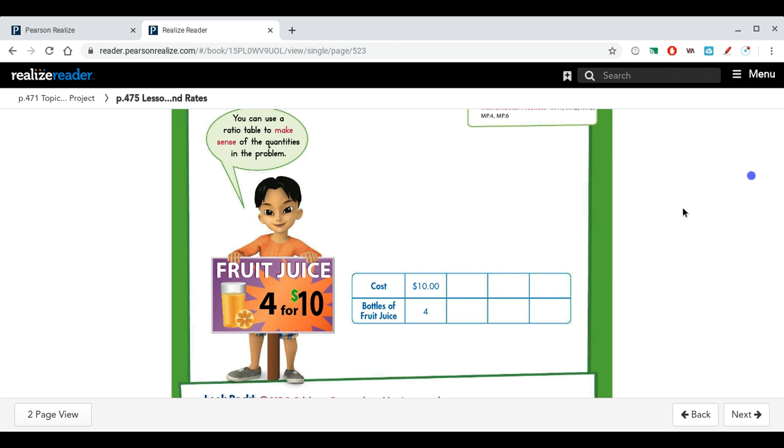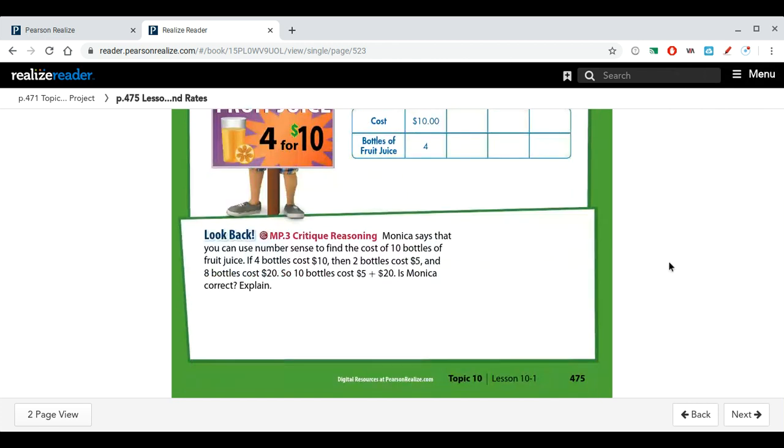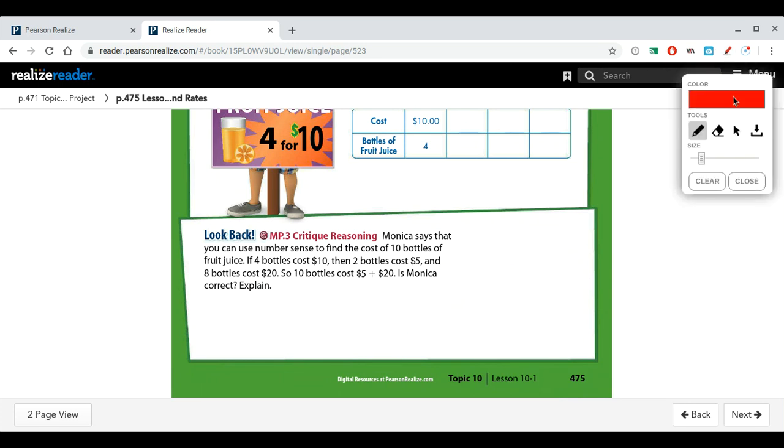Okay, let's go ahead and take a look at the look back. It says Monica says that you can use number sense to find the cost of bottles of fruit juice. If 4 bottles cost $10, then 2 bottles cost $5 and 8 bottles cost $20. So 10 bottles cost 5 plus 20. Is Monica correct? Explain. So we did this. We talked about this as our ratio.